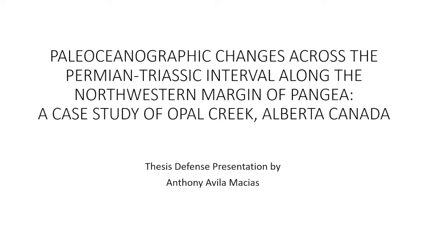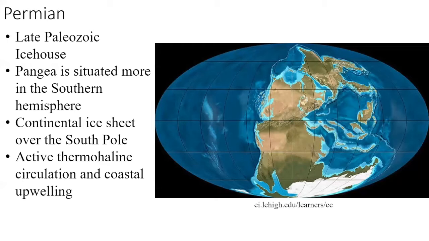Now, giving a background into what's going on, we first will be starting out with the Permian, as we see here. So during the Permian, we are within the late Paleozoic ice house. So we see that there's a massive continental ice sheet along the South Pole. Pangea itself is situated more within the southern hemisphere. And with this continental ice sheet, we also have active thermohaline circulation and coastal upwelling.